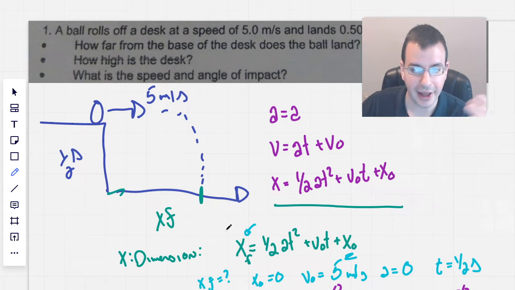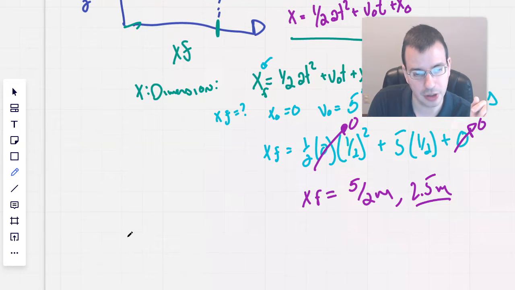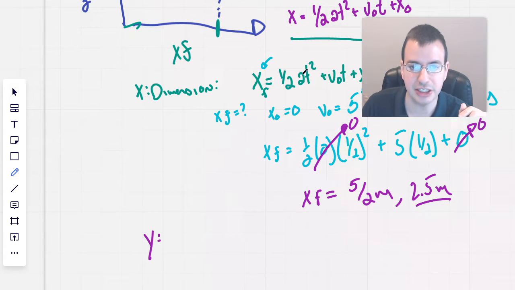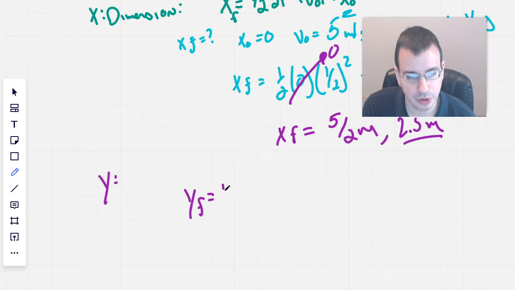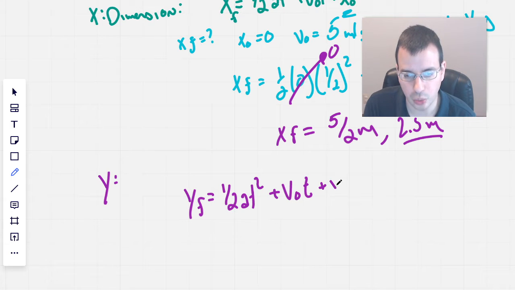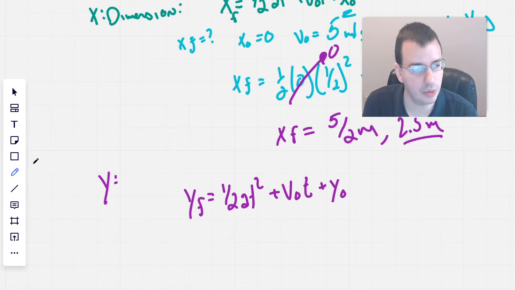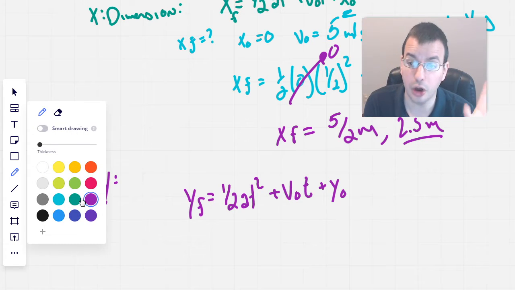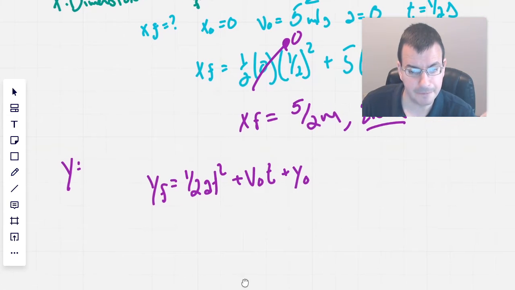Or I'm going to rephrase that, how far does the ball fall? And we're going to again use this will be the y dimension. We're going to use this same bottom equation right here. So I'm going to say that y final equals 1/2 AT squared plus V naught T plus Y naught. And in this case, I just replaced the x's with y's. That way it kind of emphasizes that we're doing this in the y direction. Minimize confusion, avoid human performance traps.